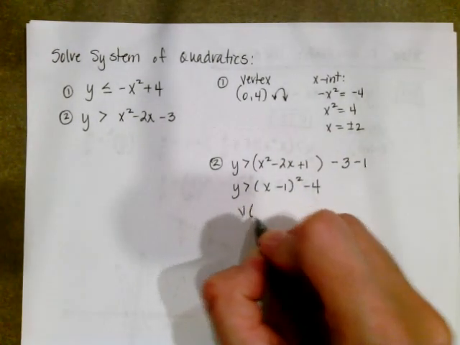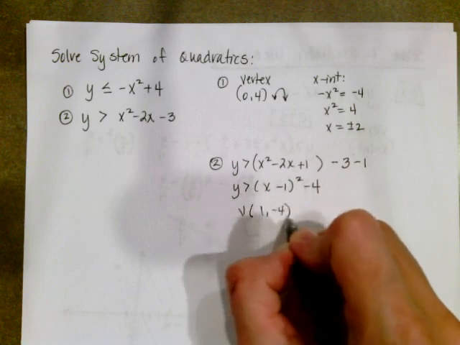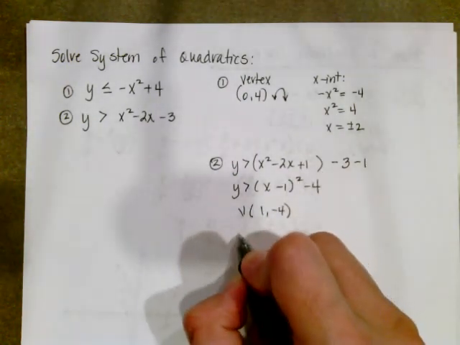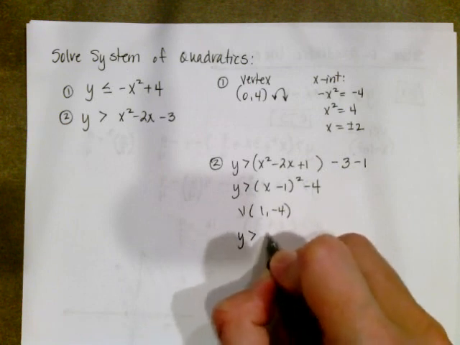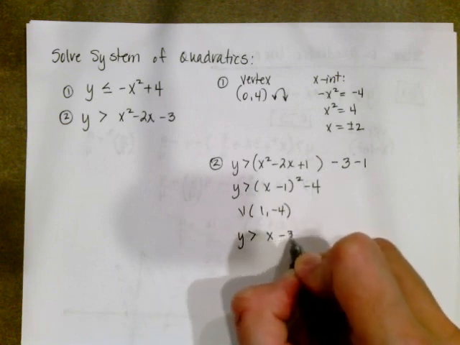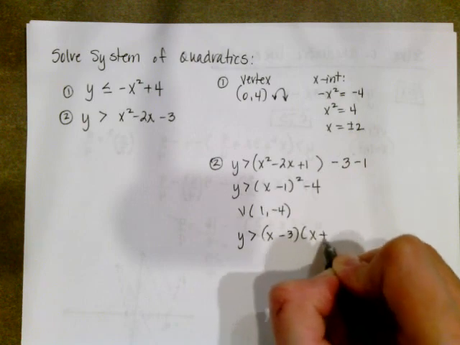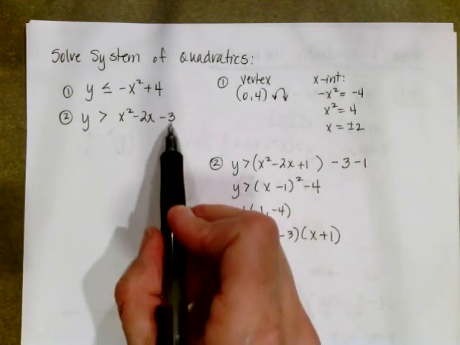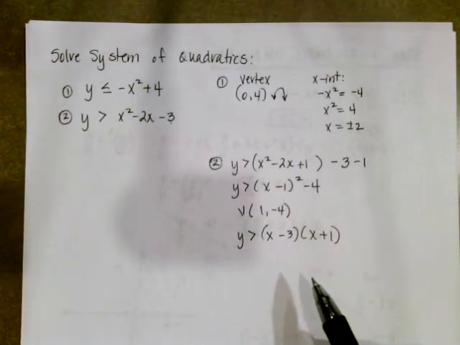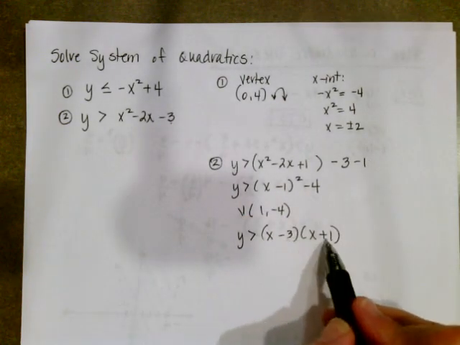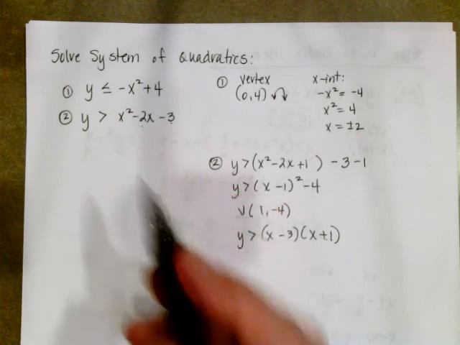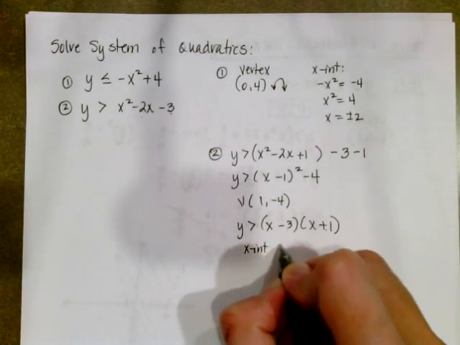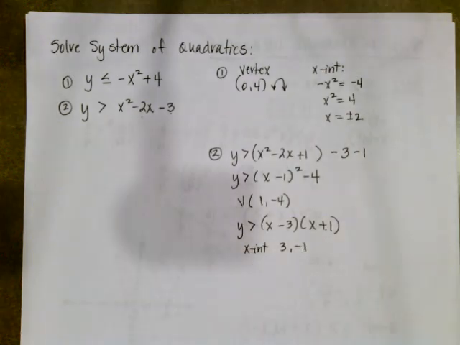My vertex is going to be 1, negative 4. And then I'm going to go back and factor to find my x-intercepts. So I have y is greater than, I'm going to do (x minus 3)(x plus 1). A negative 3 and a positive 1 gives me this negative 3, and then a negative 3 plus 1 is my negative 2. So now I know that these x-intercepts are going to be 3 and a negative 1.